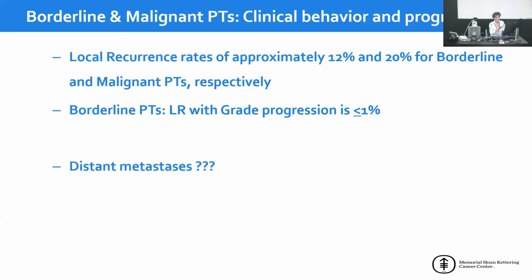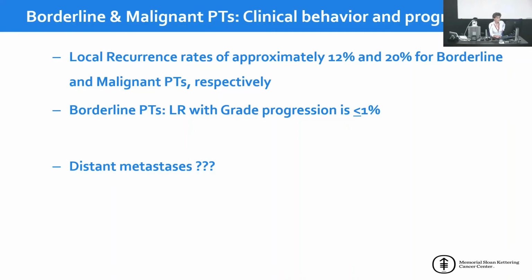For the borderline and malignant phyllodes tumor it is a completely different story. The local recurrence rate ranges up to around 20%, and they need to be re-excised. And the grade progression of borderline phyllodes, I'm not going to show you all the data, is also relatively low for borderline to malignant phyllodes. But still, there is a risk that is much greater, so re-excision of the margin should be done.